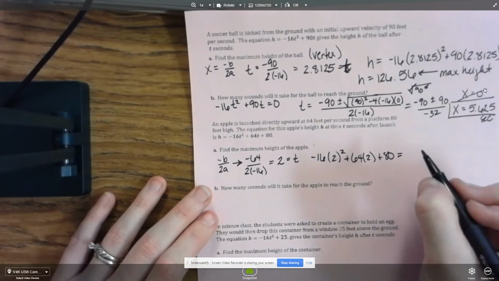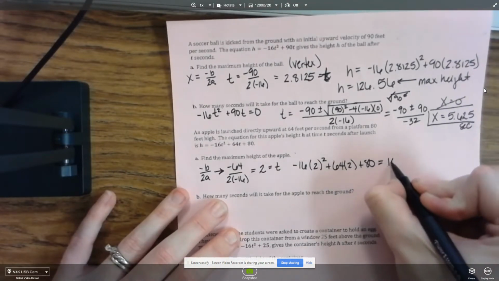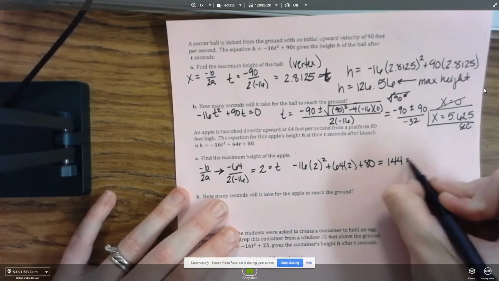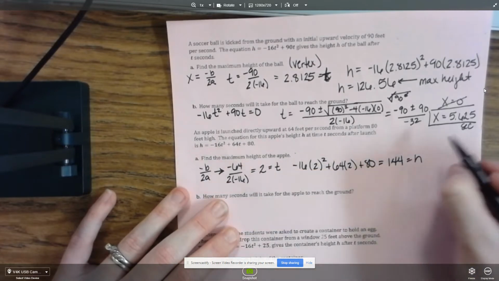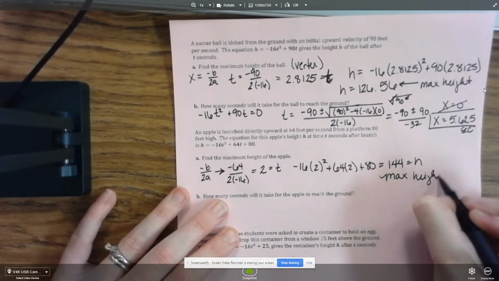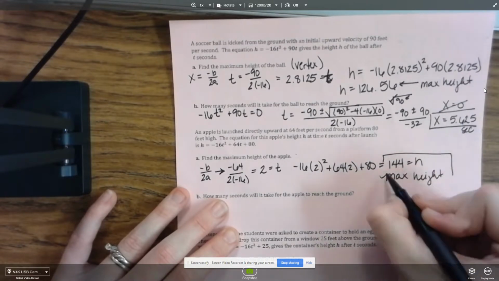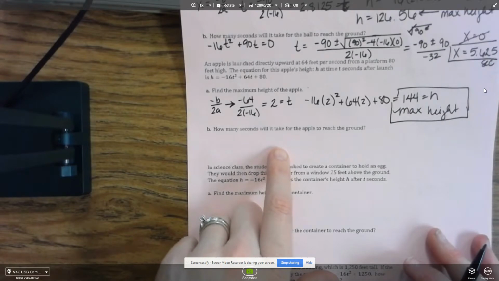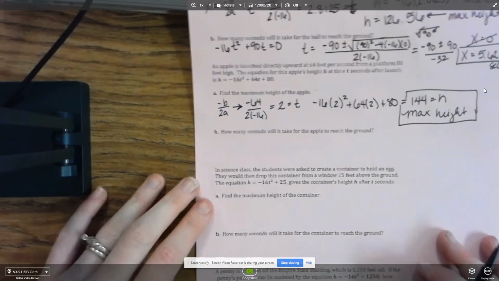And so when I solve that one, I get 144. And so this is my height, and that's what I want, the max height. So 144 feet would be your answer there. And then it says, how many seconds will it take for the apple to reach the ground?